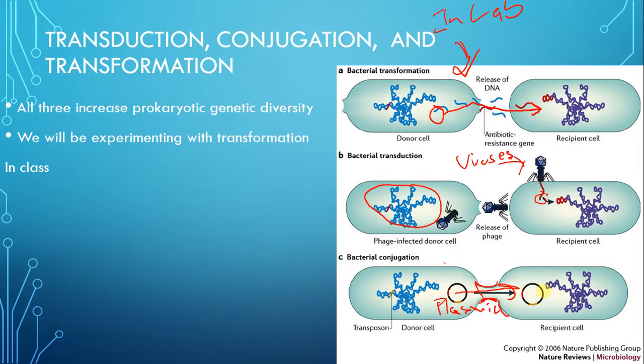So even though bacteria cannot sexually reproduce, they have various ways that they can exchange genetic material with each other.